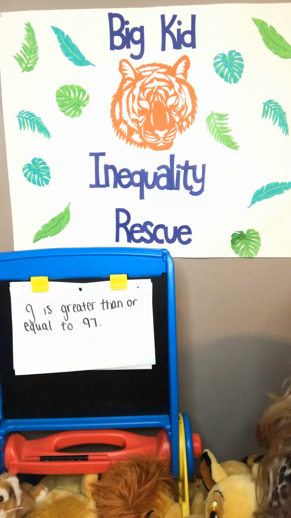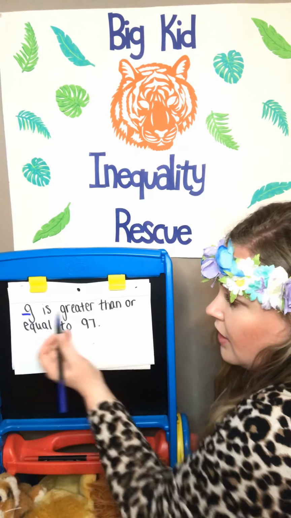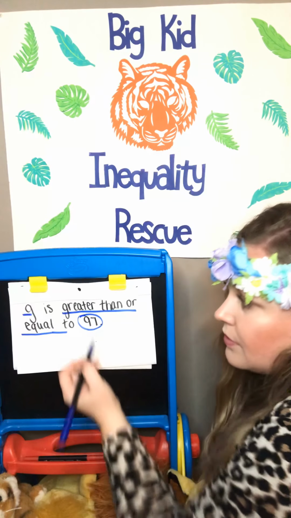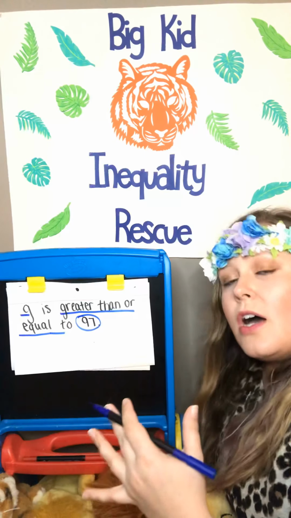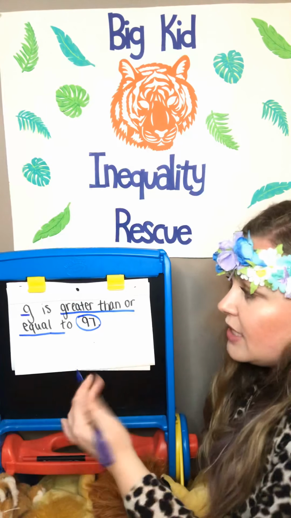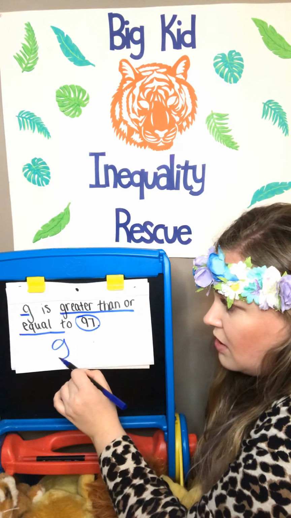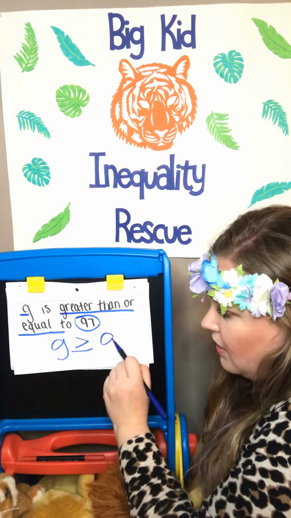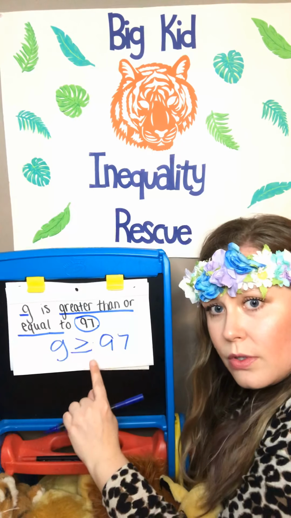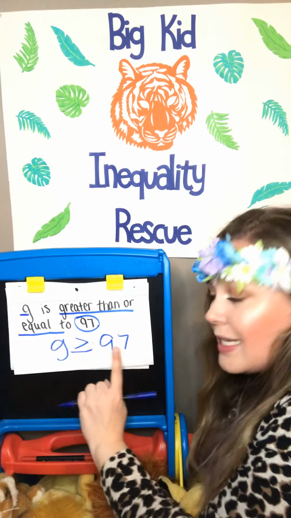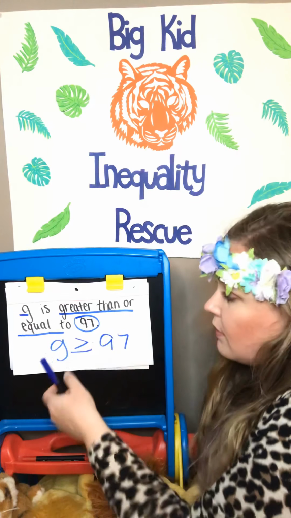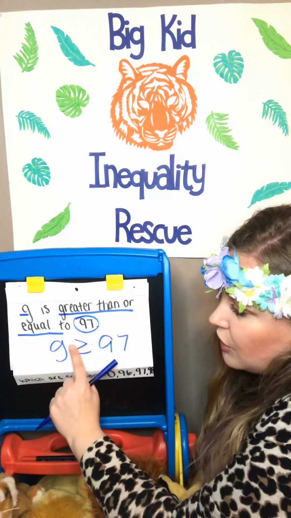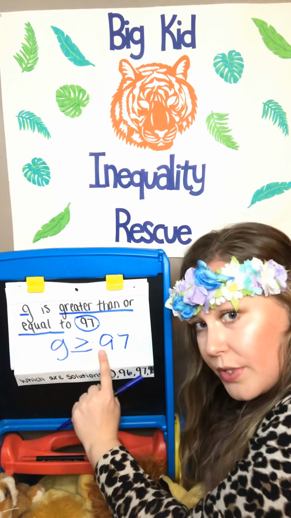Okay, we have G is greater than or equal to 97. Again, I don't have a vocabulary word that indicates an operation is happening to G, so I have G greater than or equal to 97. And remember that the equal to symbol means that 97 could be a solution. But I'm looking for any number that is larger than or equal to 97.